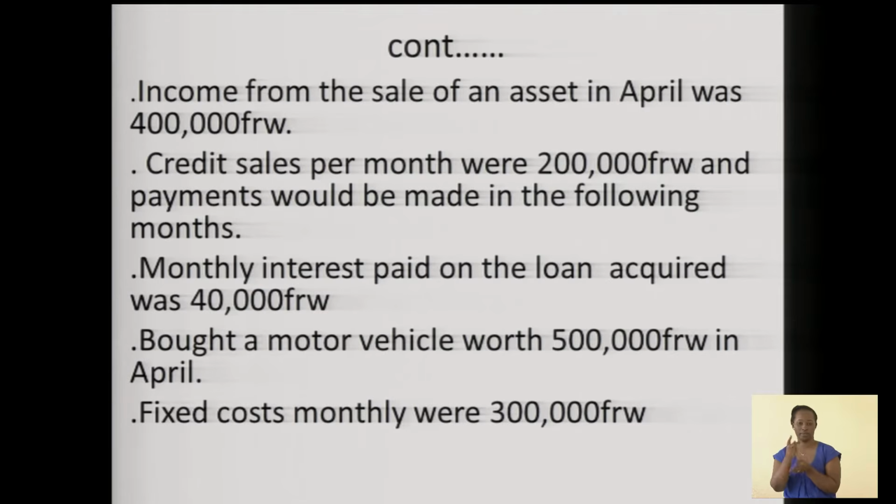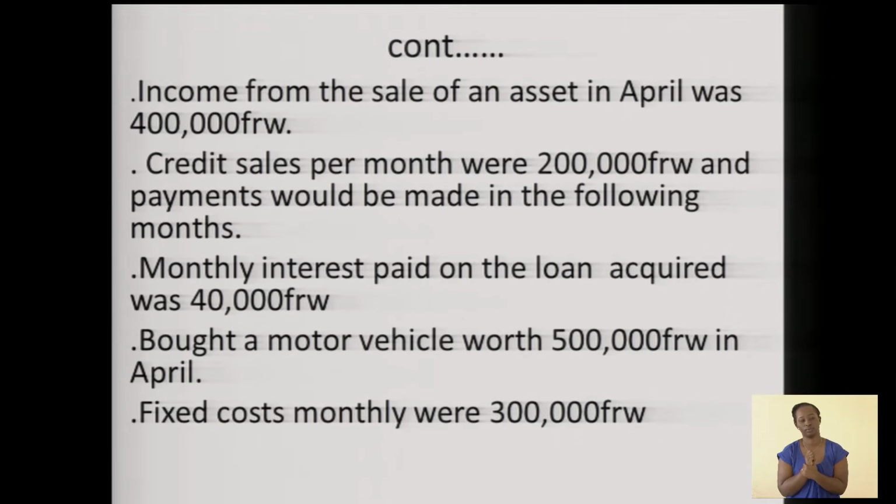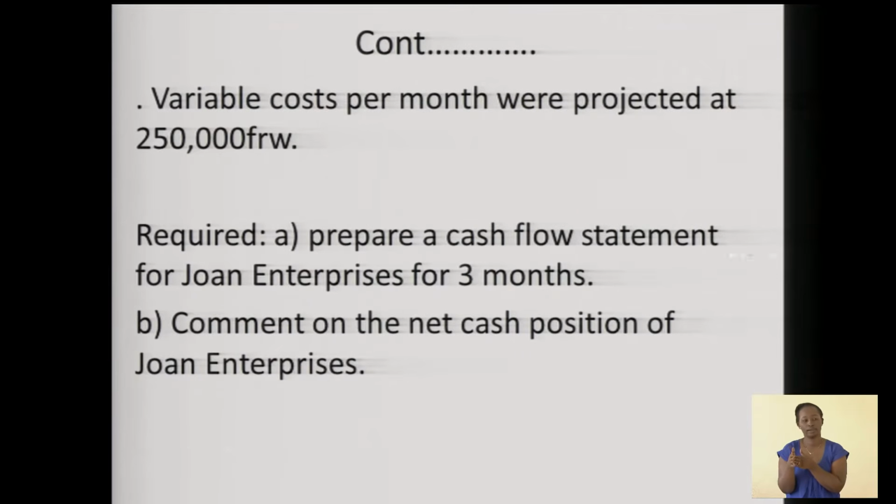You have to see that. That is an outflow because that is a payment. So you have to know it very well. So we have to check and see if we have recorded all cash inflows. We have monthly interest paid. You have to see that is an outflow. Bought a motor vehicle. Increase in assets is an outflow. Bought a motor vehicle. You know that cash was spent. Fixed costs, and you have variable costs.